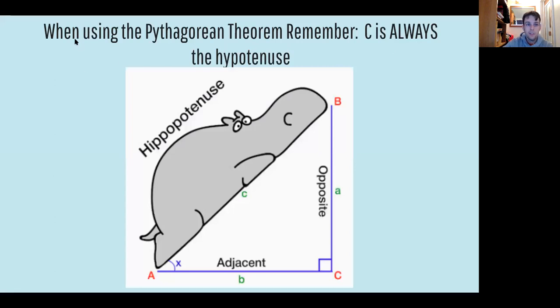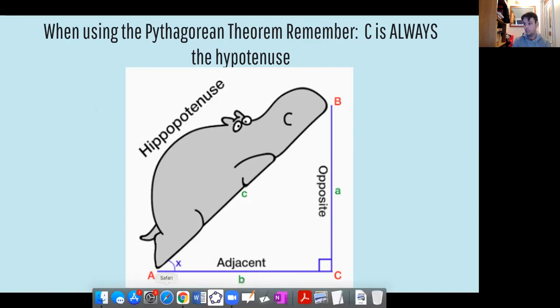I love this visual for remembering about the hypotenuse. Remember, when you're setting up Pythagorean theorem, the C always has to be the biggest side, always has to be the hypotenuse. If you forget that, if you mess that up, it's totally going to give you the wrong answer. So be careful with that.